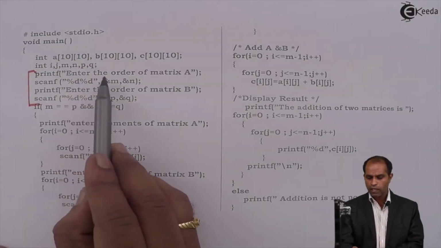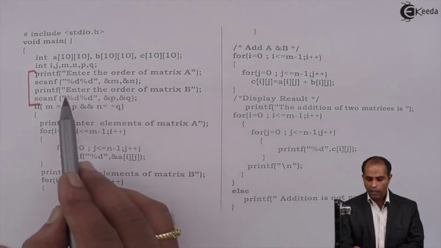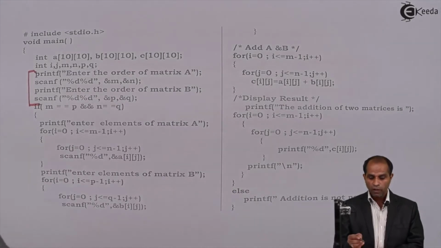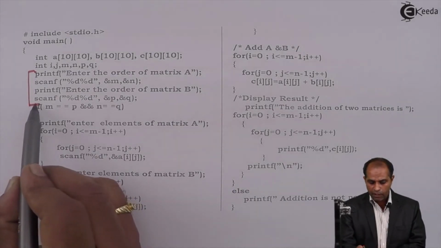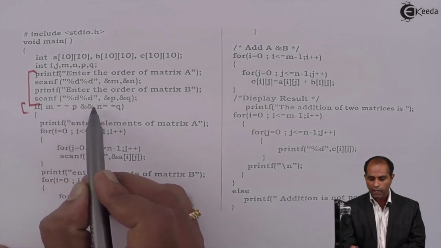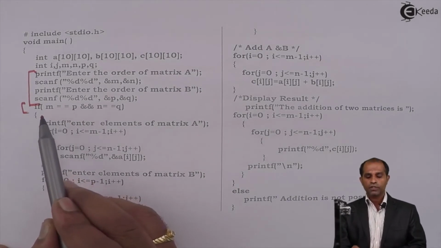So first I'll ask the user to enter the order of matrix A, read that as m and n. Then I'll ask the user to enter the order of matrix B, read that as p and q. The condition for checking is if m equal to p and n equal to q, it means that the matrices should be of the same order.